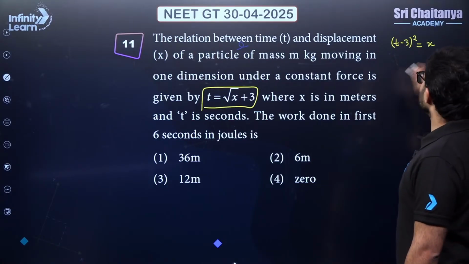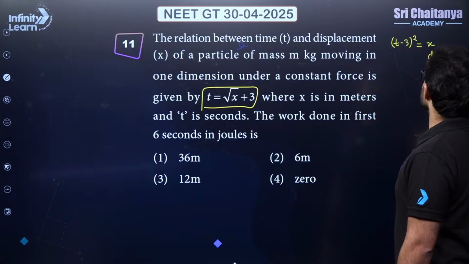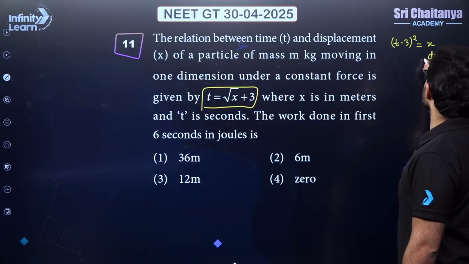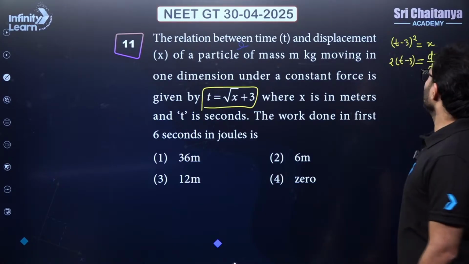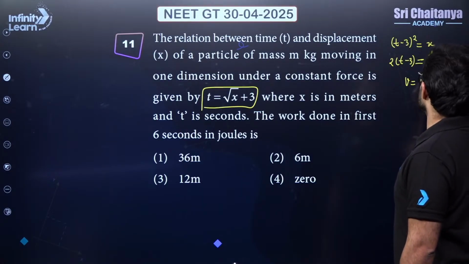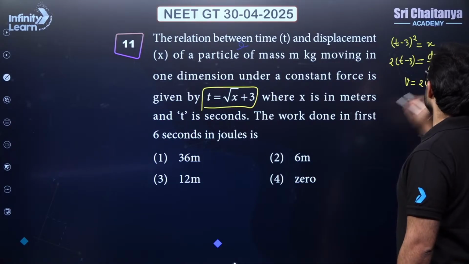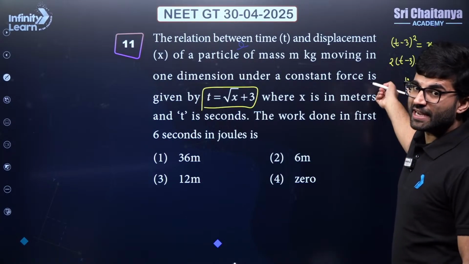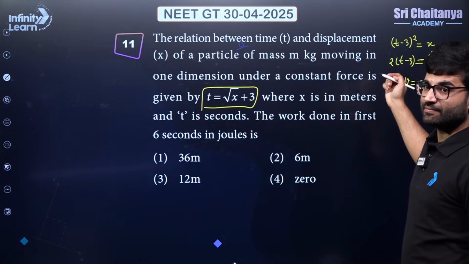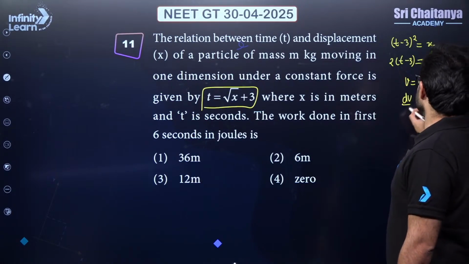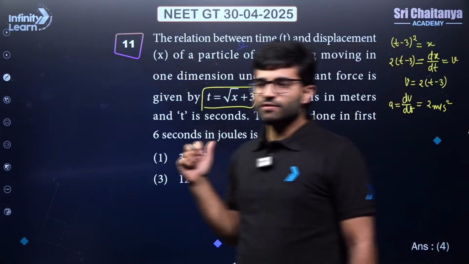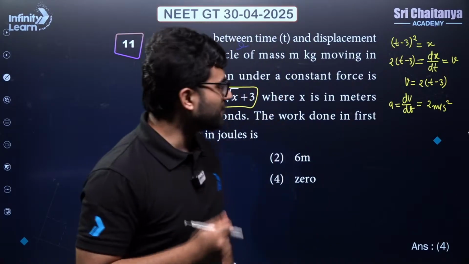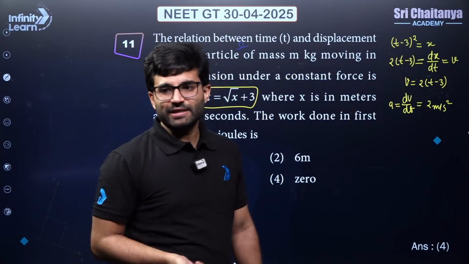So if I want velocity from here, what will I do? I'll differentiate this. That will give me the velocity. And what will this come out to be? 2 times (t minus 3). I hope all of you know this basic. 2 into (t minus 3), that is my velocity. And if I differentiate this again, what will I get? I will get acceleration, right? So dv by dt is acceleration, and that is nothing but 2. So you can see that acceleration is coming constant, but velocity is not constant. Velocity is a function of time, and the displacement obviously is a function of time, right?